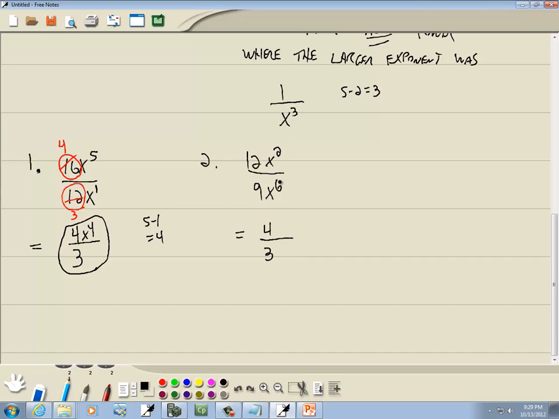Now we have x squared over x to the 6. So you got x to a power over x to a power. You subtract the smaller exponent from the larger one. 6 minus 2 gives you 4. And you're going to have x to that power where your larger exponent was, which is downstairs. So I have an x to the fourth there.